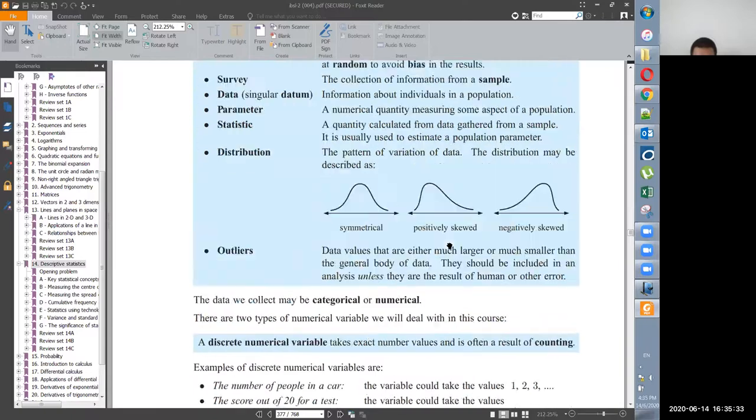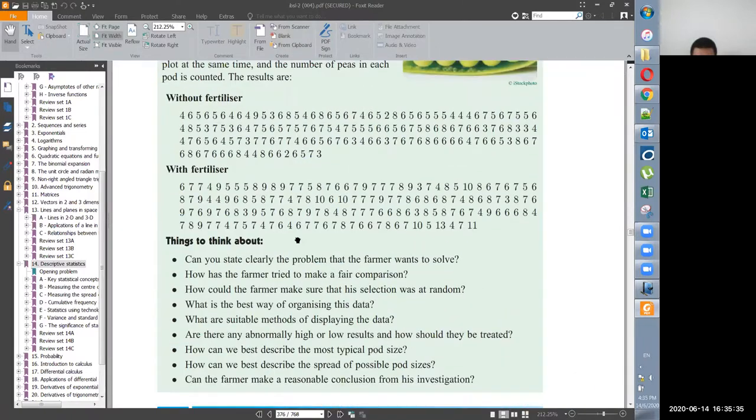So back to this example, this is a very, very bad way to display your data. Just listing them down is a very, very bad way to organize the data. So there are better ways to present your data. Depends on the needs.